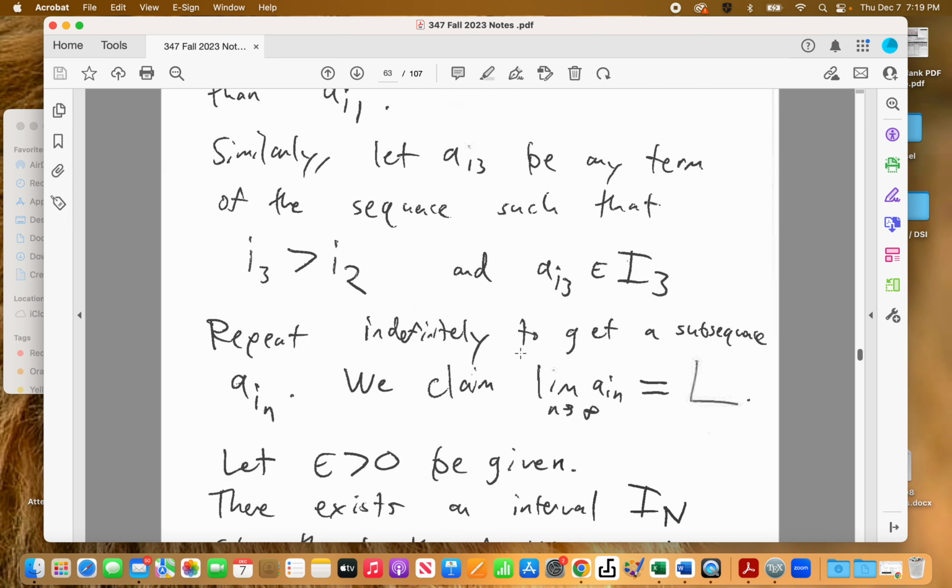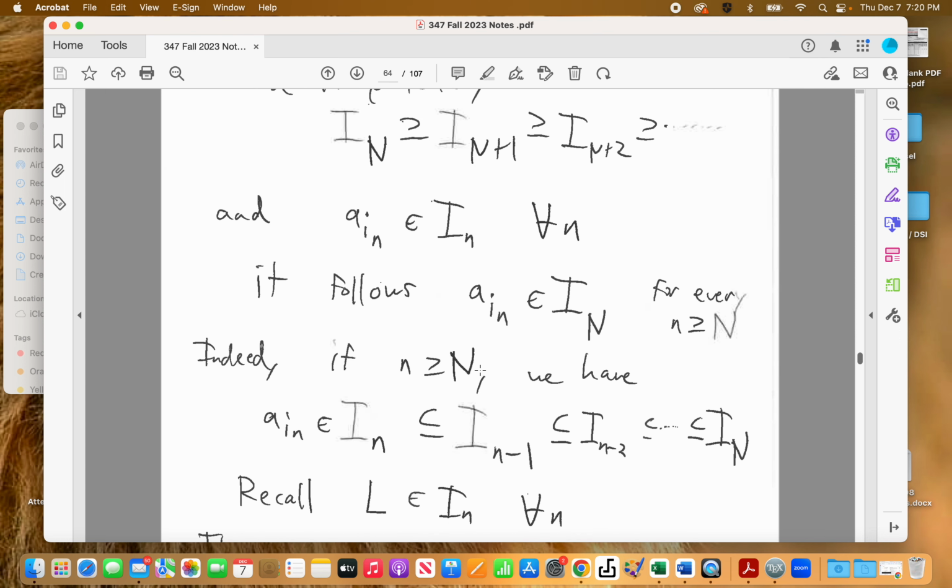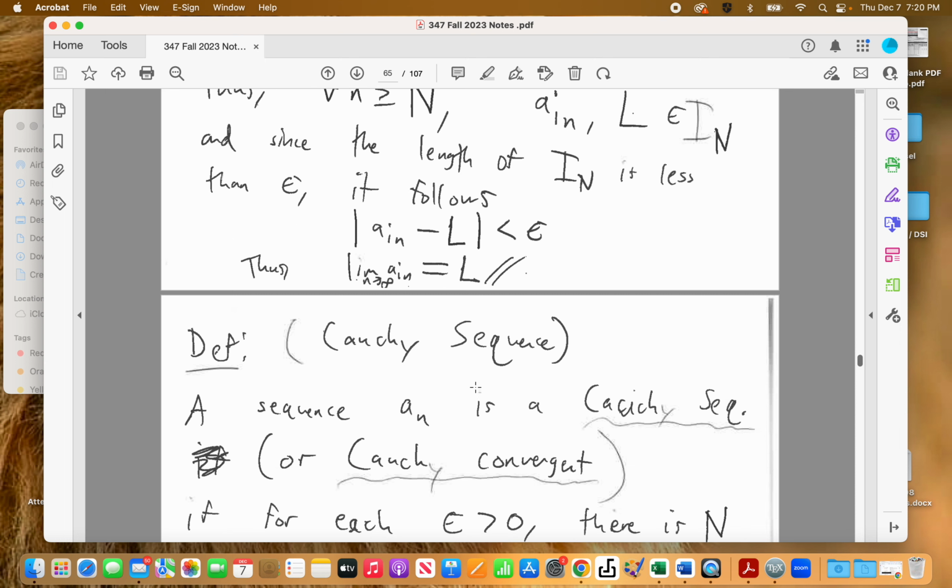So in the notes it says repeat indefinitely to get a subsequence A_{i_n}. We claim the limit of A_{i_n} equals L, and you can just stop right here. So just describe where the limit comes from and where the subsequence comes from, and you can just stop right here. You don't have to actually prove that the subsequence converges to this L. Okay, so it's like the first three quarters of the proof. So we can skip this part of the actual proof here. It's just too much.